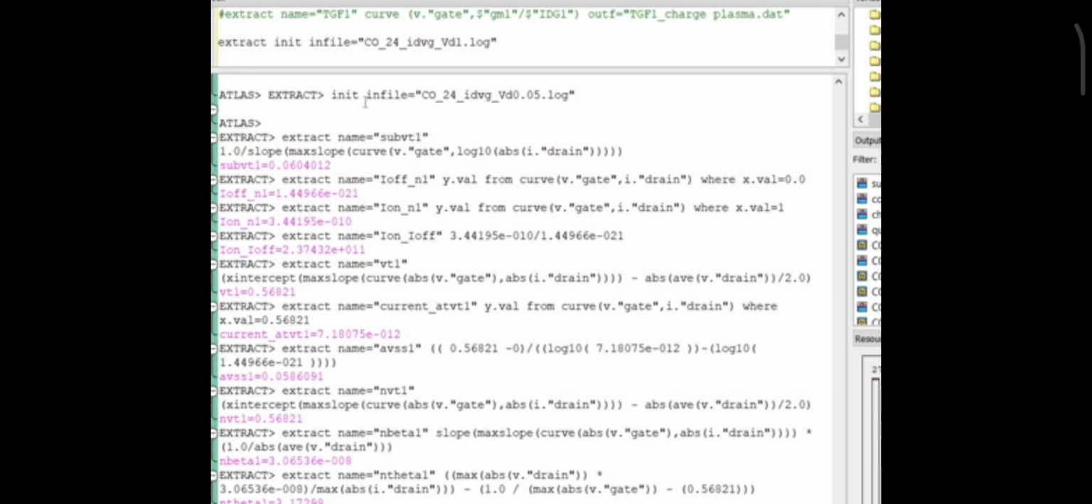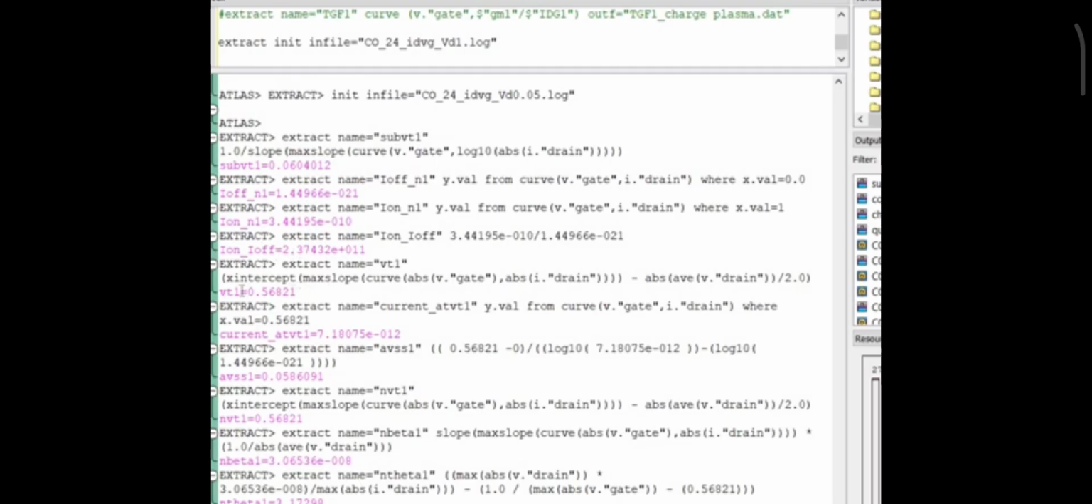First outcome, when the program is run at 50 millivolt. First parameter is subthreshold slope. We are getting approximately 60 millivolt per decade. I-off current is 1.4 into 10 raised to the power minus 21. I-on current is 3.4 into 10 raised to the power minus 10, at VGS voltage equal to 1 volt. By dividing them, you will get the I-on/I-off ratio.